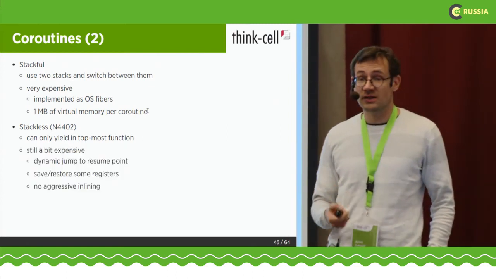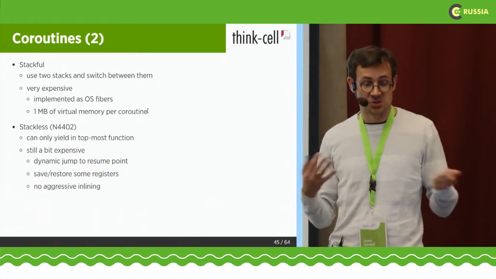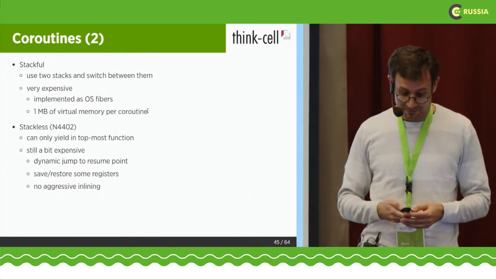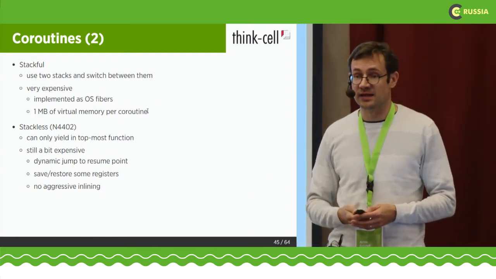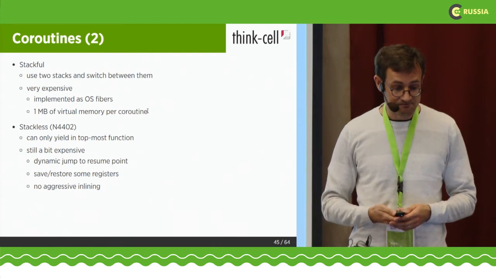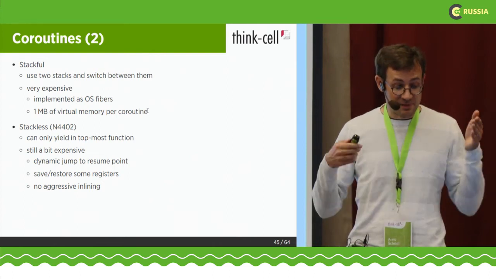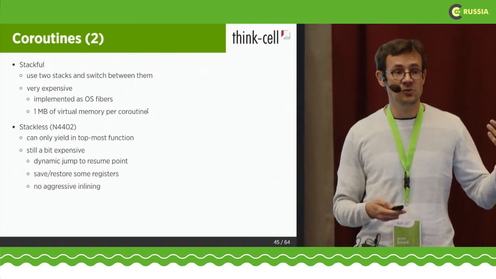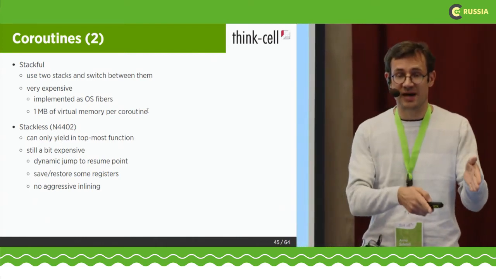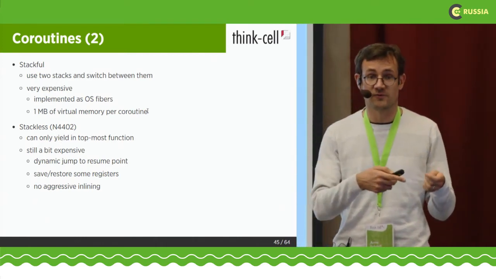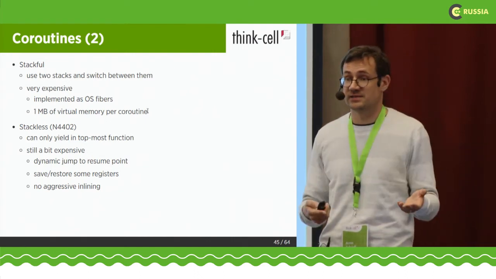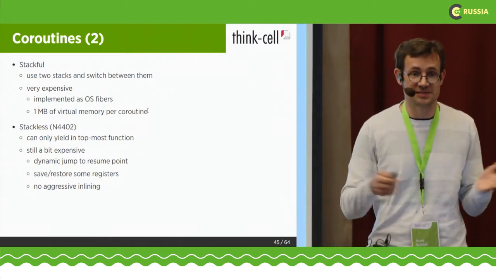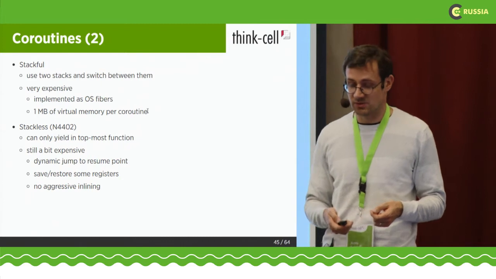Again, even stackless coroutines are a little bit expensive. You have dynamic jumps to the resume point. You have to save some registers when you're yielding. And I don't think anyone can do aggressive inlining yet for these things. The big disadvantage is also that you don't gain quite as much as with stackful coroutines, because the recursive patterns with the yielding for the widgets that I showed relied on the fact, and that's frequently the case, that you have a recursive callback. And recursion, of course, is out of the game if you can only yield in the topmost function.